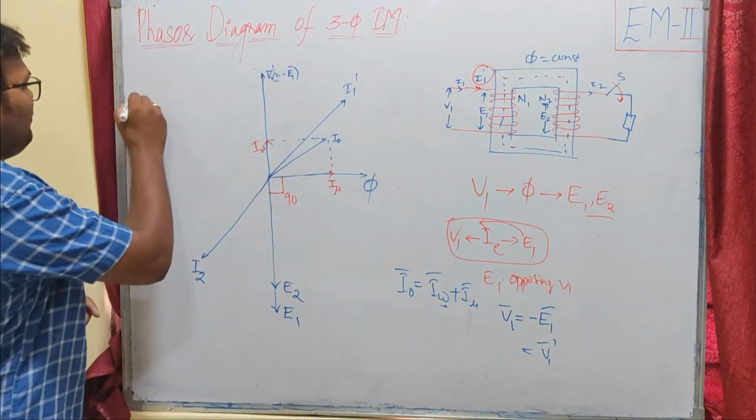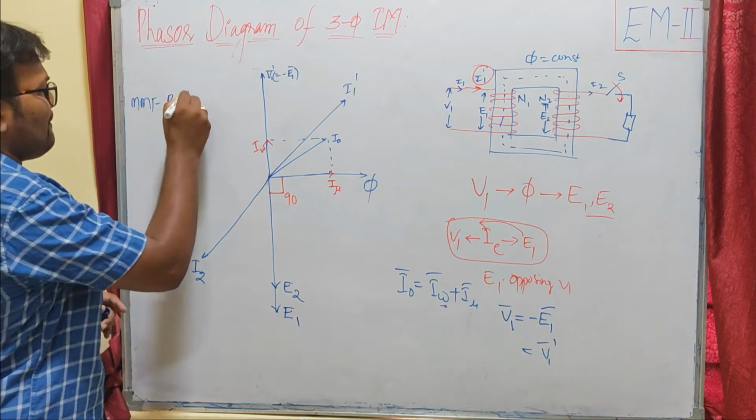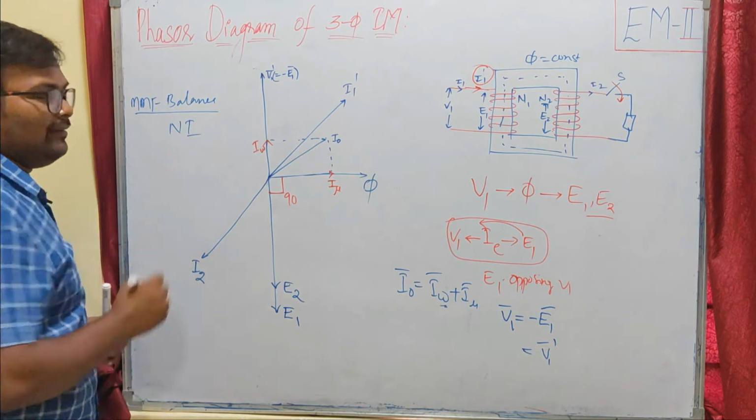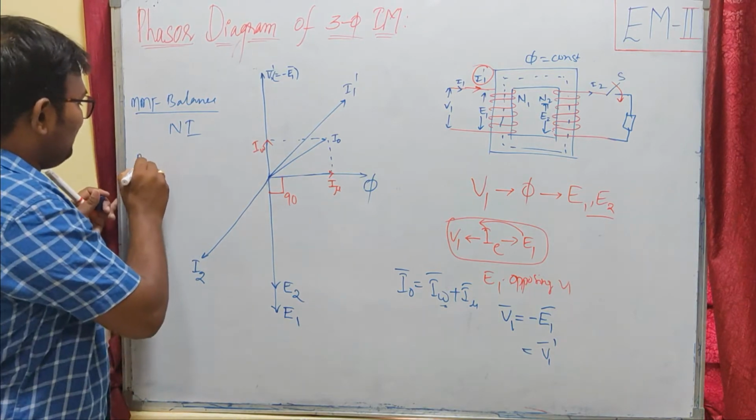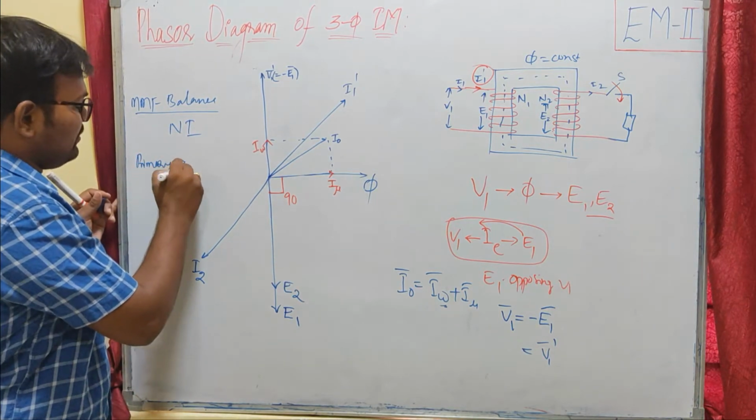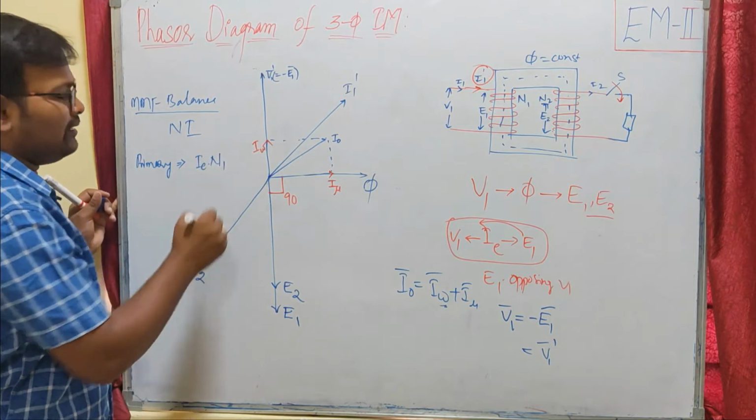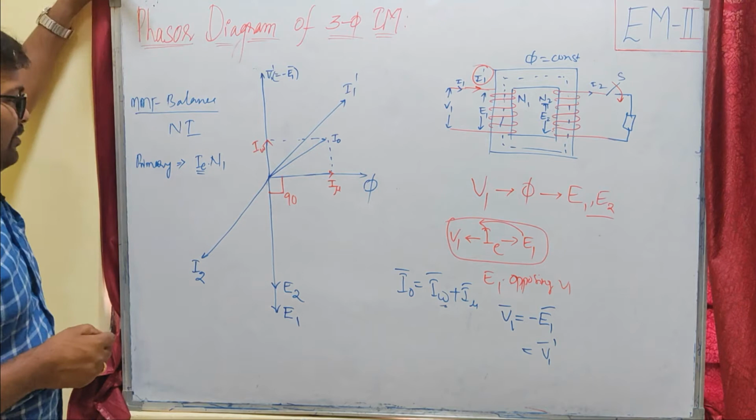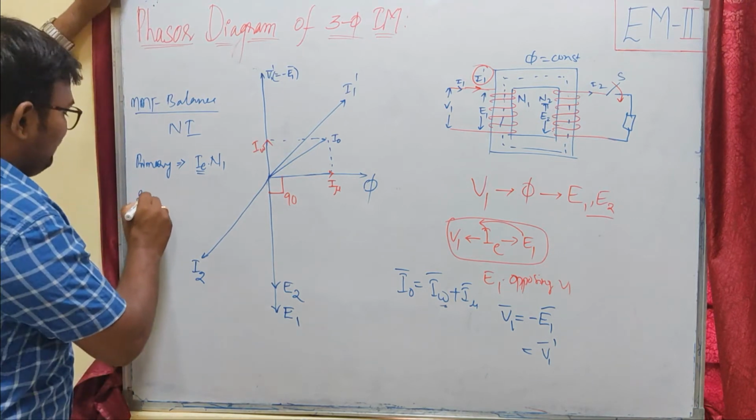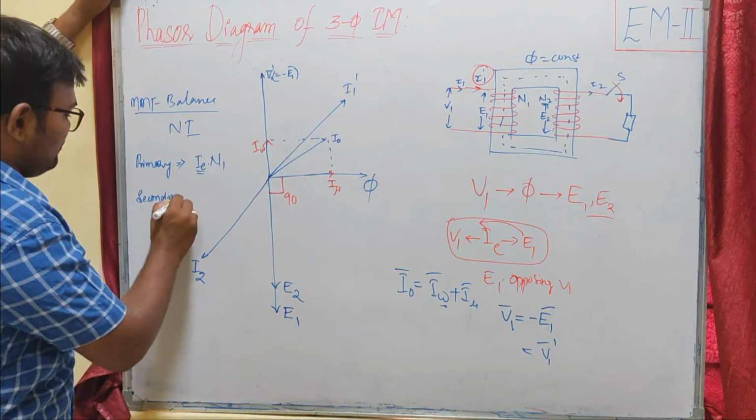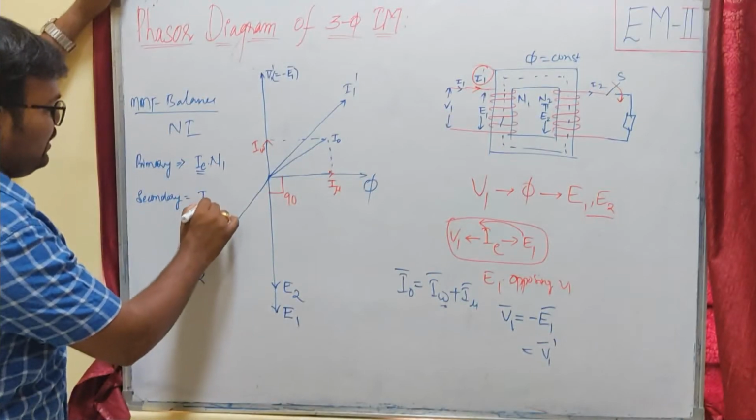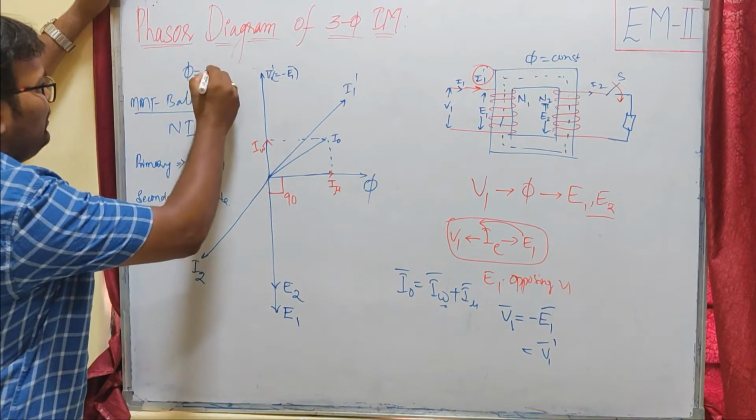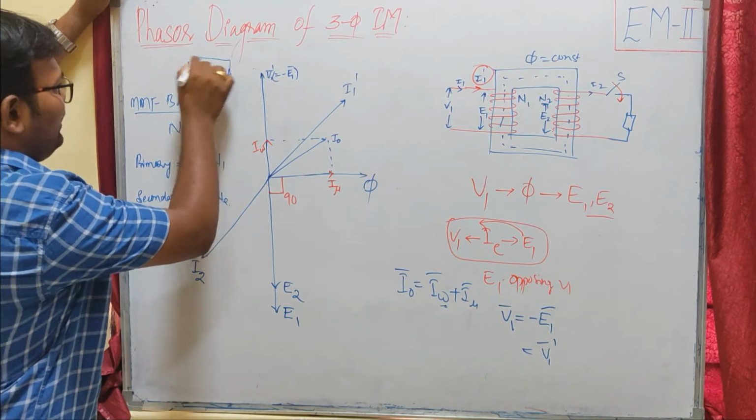And what is MMF balance? What is MMF? MMF is N into I. So here our primary MMF is I excited into N1, the primary turns. I excited is our no load current. And what is the secondary MMF? The secondary MMF is I2 into N2. Actually, the flux in the core of an ideal transformer is constant.